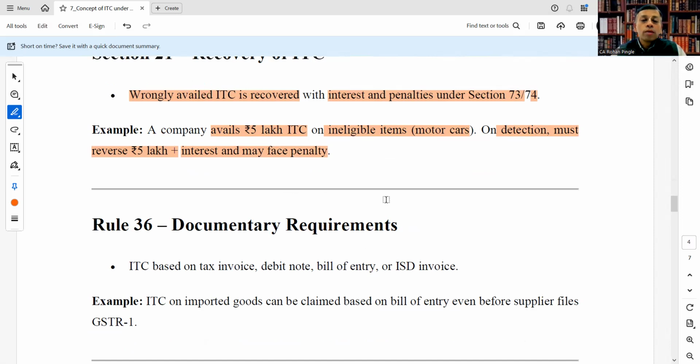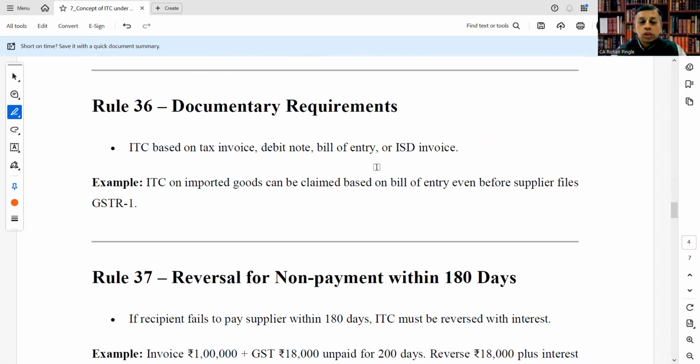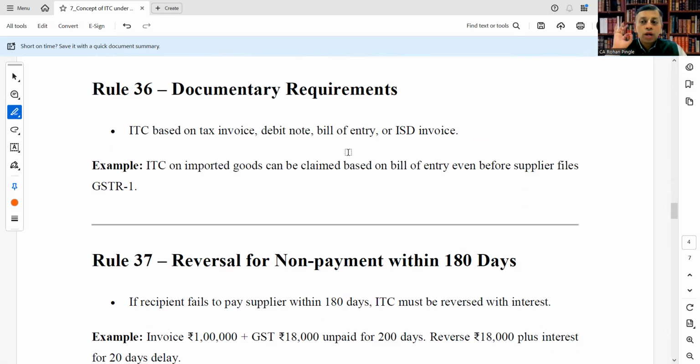And now we will move on to rules. Rule 36, documentary requirements. ITC based on tax invoice, debit note, bill of entry, or ISD invoice. These are the 4 major documents. That is the documentary requirements you have to keep with you to claim your ITC. That is invoice, debit note, bill of entry, ISD invoice. You can claim ITC on the basis of each of these documents separately.